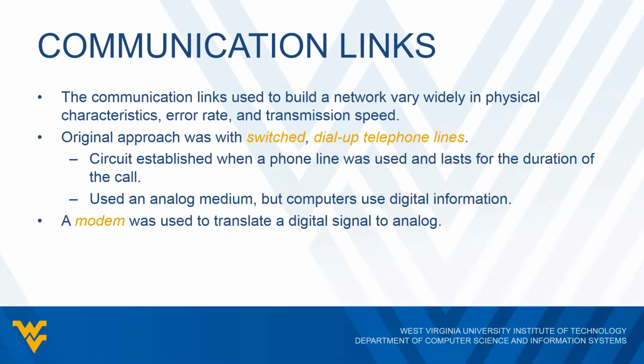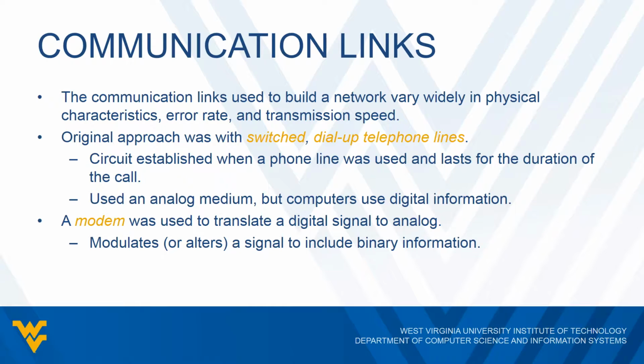And this is where a modem comes into play. This is the device that actually modulates or alters a signal to include the binary information. So we would translate this digital signal into an analog signal, and this resulting signal was called the carrier wave. The modem would modify the physical characteristics of the carrier wave, such as the amplitude or the frequency, so that it is in one of two distinct states that represent binary. One state would represent 0 and the other state would represent 1.